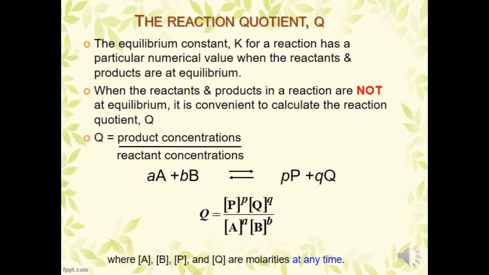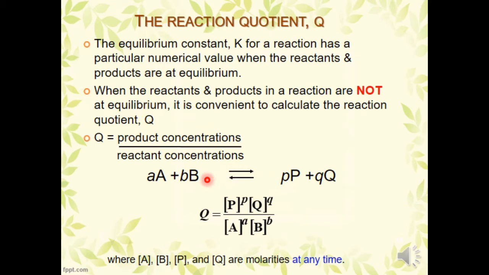Next, we move on to the reaction quotient Q. What is the difference between Q and K, the equilibrium constant that we have calculated? Q means the reactants and products are not at equilibrium. K means it's at equilibrium. Q means it's not at equilibrium. That's why we name it the reaction quotient.